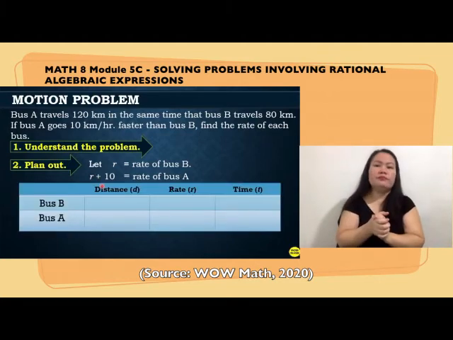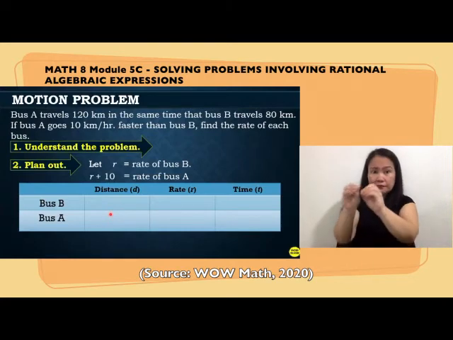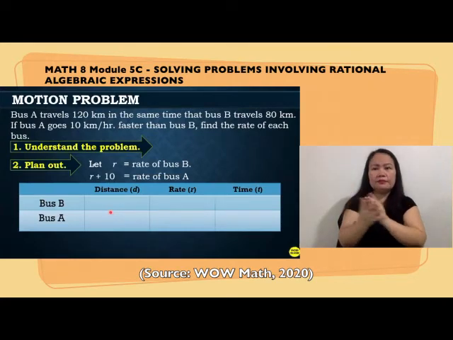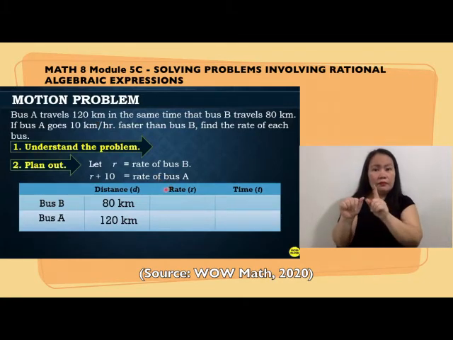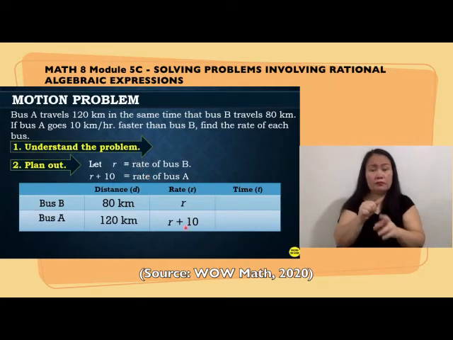Now, isa-isahin natin. Let us input the data based on the given problem. So, yung distance ni bus B, kung babalikan natin, that is 80 kilometers. Si bus A ay 120 kilometers. Ang rate nila, ni-represent natin. So, ang rate ni bus B ay R. We will represent this as R. And then, rate ni bus A, R plus 10, since si bus A ay 10 kilometers faster than bus B. So, magpa-plus 10 tayo dyan.